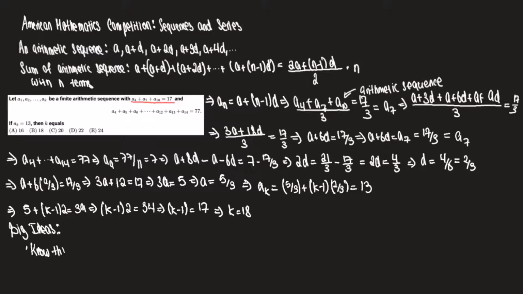Alright, so the big idea here is to know that the average, or arithmetic mean, is, note, the average of the arithmetic mean is the middle term. Alright, that's the big idea, I would say. Yeah. Alright, on to the next problem.